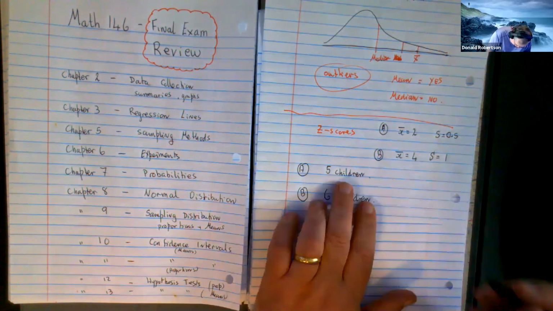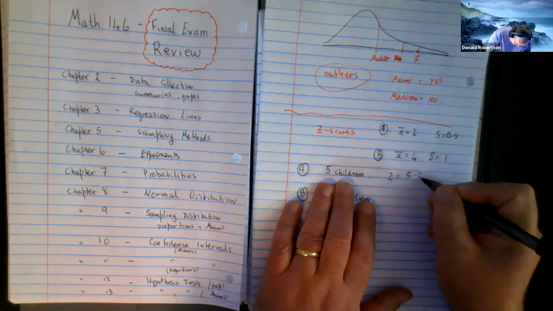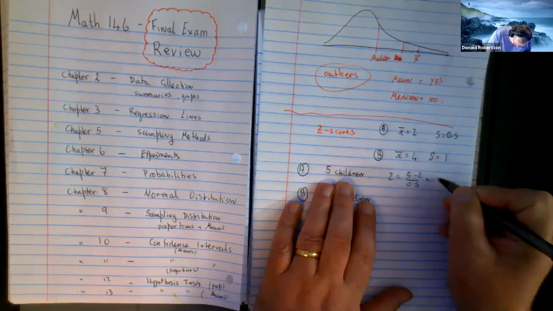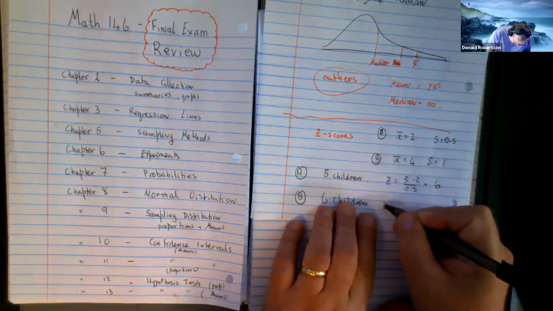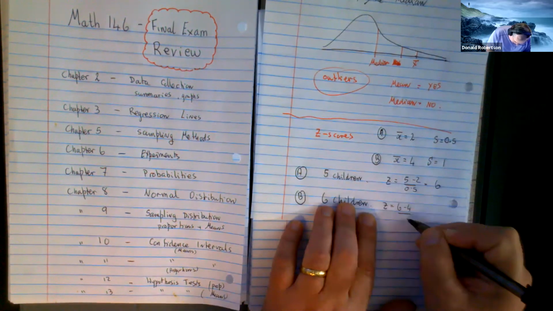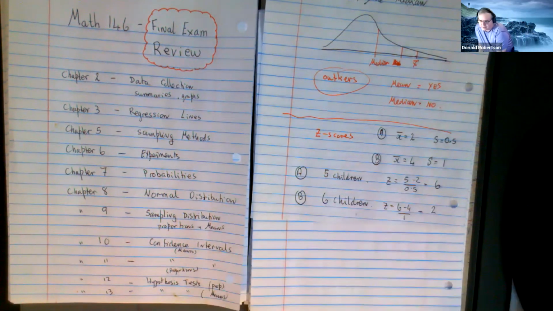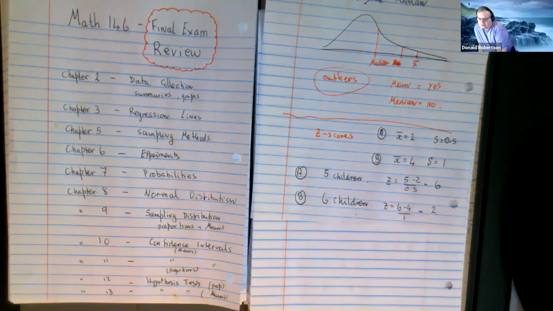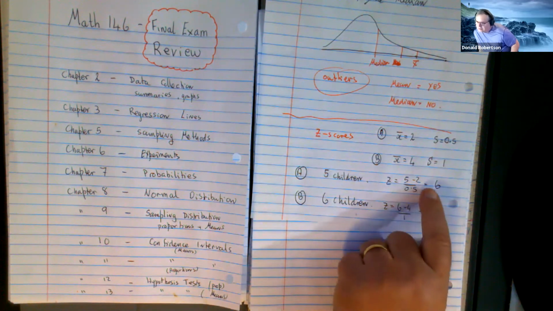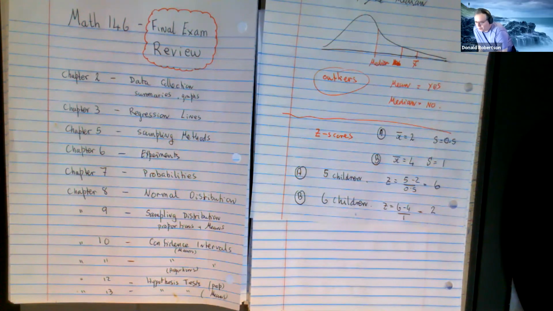So if I did this one, the Z-score would be 5 take away 2 divided by 0.5, which is a Z-score of 6. And if I did this one, it would be 6 take away 4 divided by 1, which is 2. So having 5 children in country A is a much rarer event than having 6 children in country B. But what we've now been able to do is a fairer comparison.